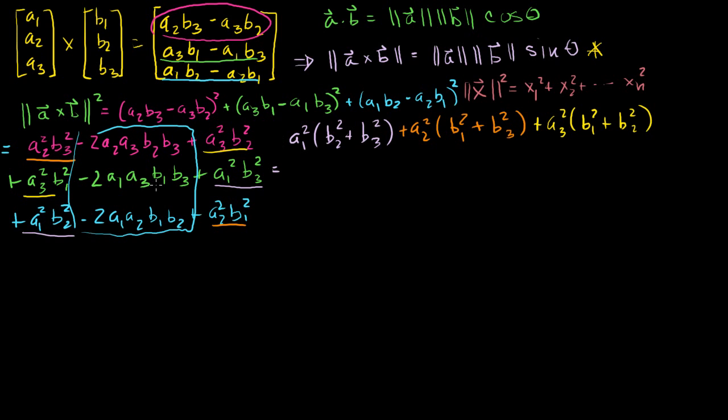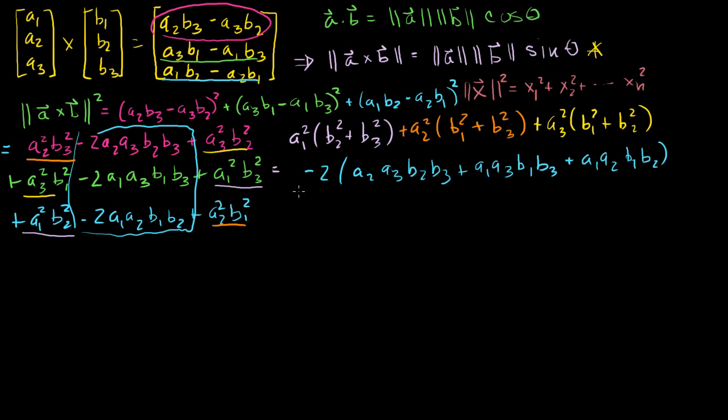So plus, or maybe I should write minus 2 times all of this stuff. Let me just write it real fast. So it's a2, a3, b2, b3 plus a1, a3, b1, b3 plus a1, a2, b1, b2. There you go. Now let's put this aside for a little bit.